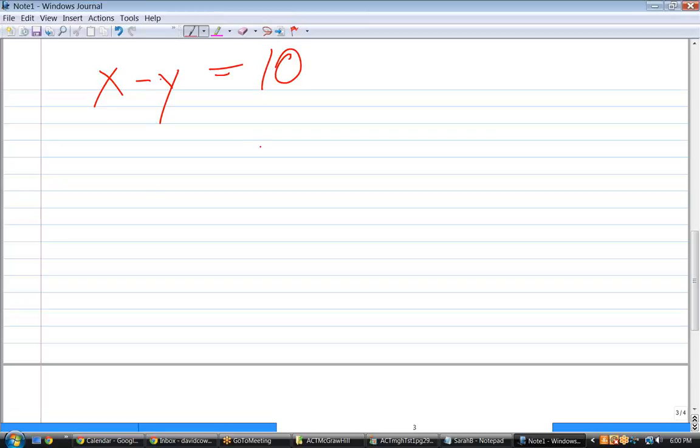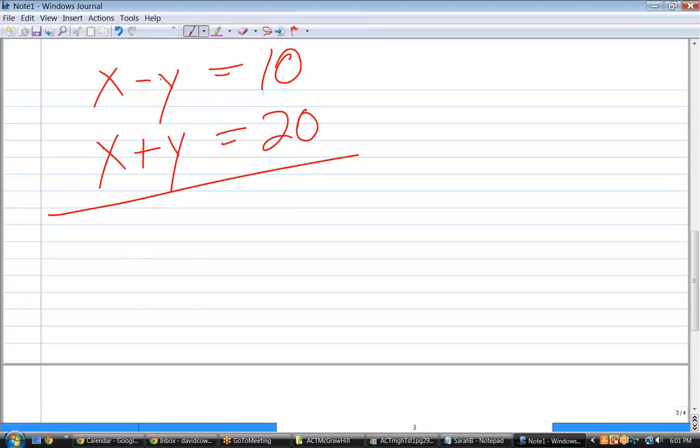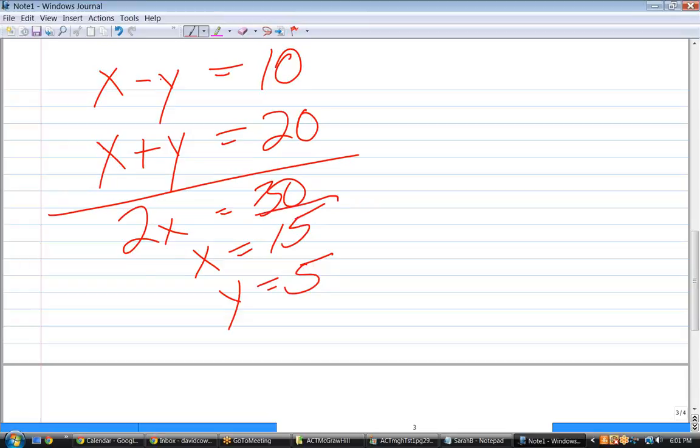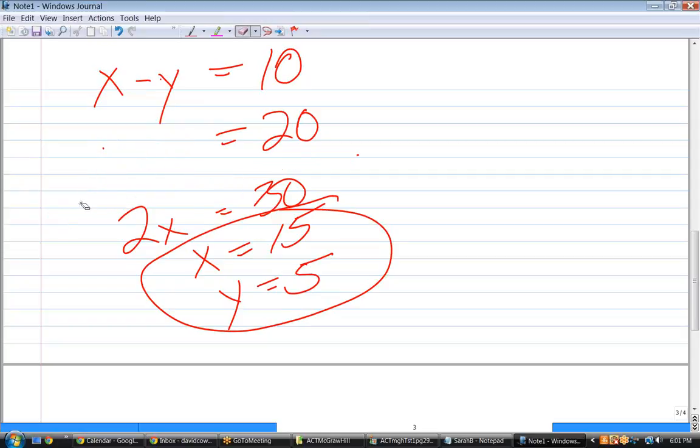If I have 2 equations, if they're different, now I can solve for a single solution. I can add these 2 equations and come up with x has to be 15, and if x is 15, y has to be 5. So I have a unique solution because I have 2 different equations and 2 variables.